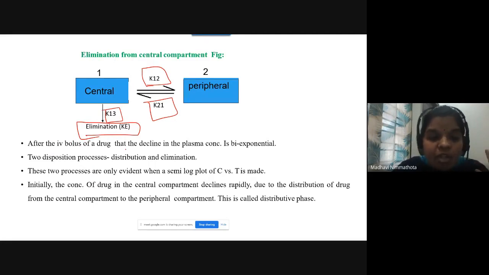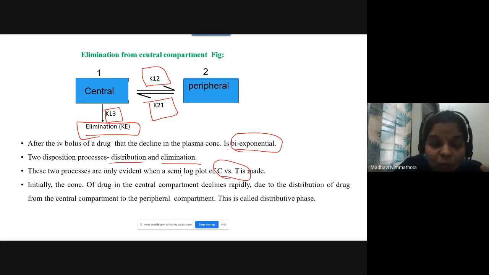After the IV bolus of a drug, the decline in the plasma drug concentration is exponential. The two disposition processes are distribution and elimination. These two processes are only evident when you plot a graph on a semi-logarithmic plot, C versus T, plasma drug concentration versus time profile. When you plot the graph on a semi-logarithmic plot, you will get these two processes, distribution and elimination.